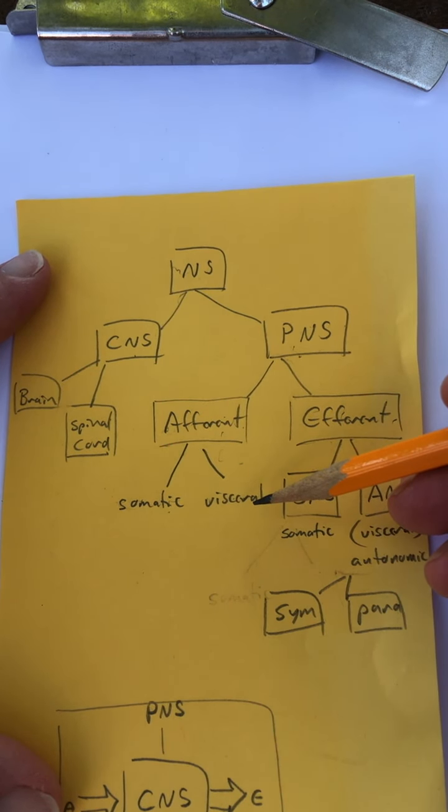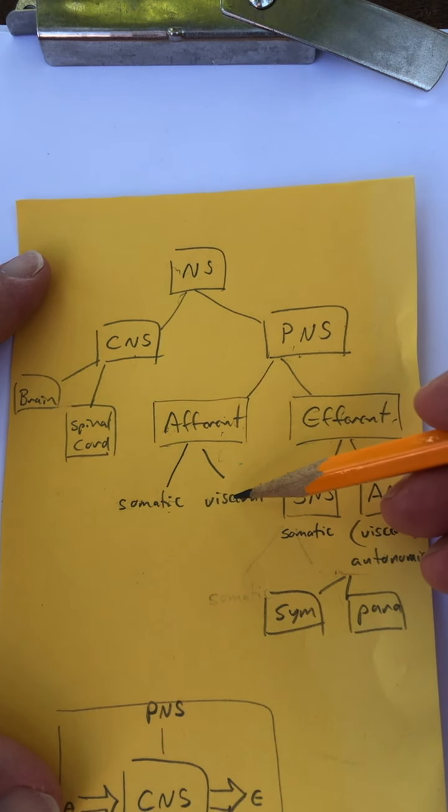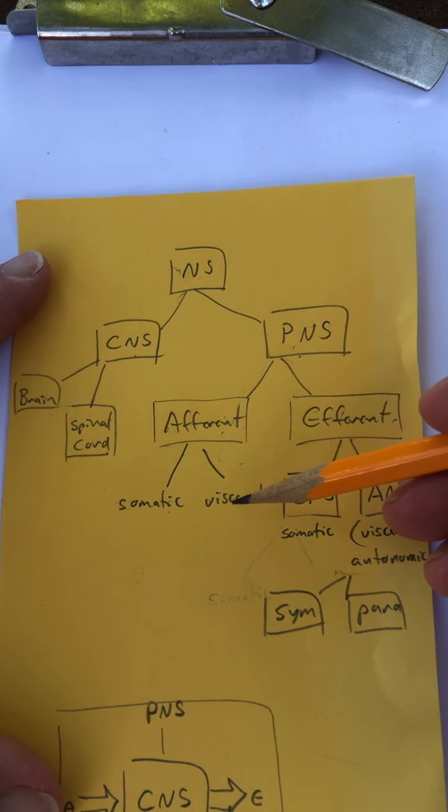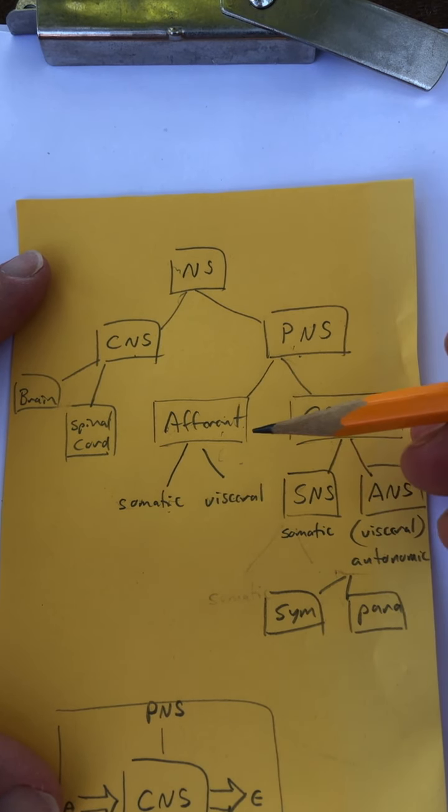This part right here is called the visceral division of the afferent nervous system, and sometimes it's called visceral sensory, sometimes visceral afferent. These are signals that are coming in from, say, your receptors in your stomach and your large intestine, small intestine.